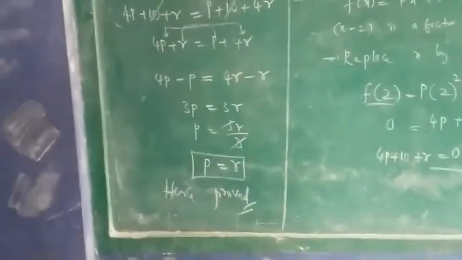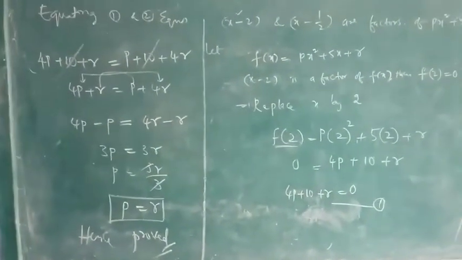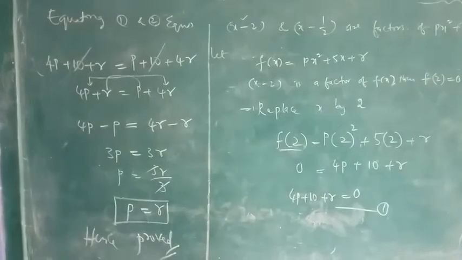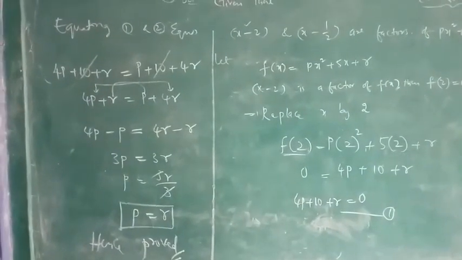In the question what is asking to prove? p is equal to r children. So we got our answer, p is equal to r. It is not a difficult problem, simple way only, differently connected. Check once again.